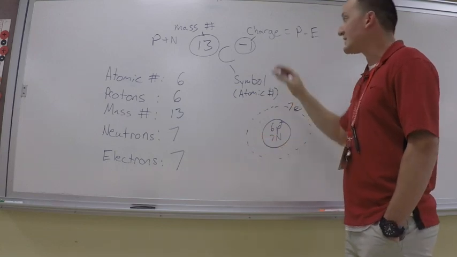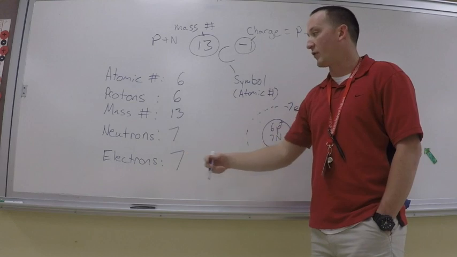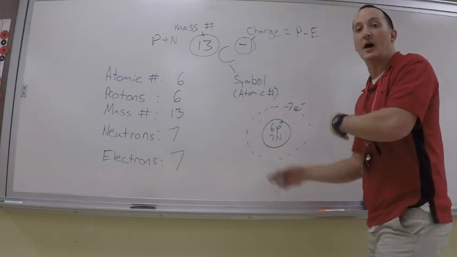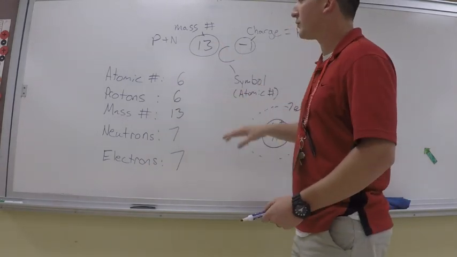Okay? So that's how you use the isotope symbol to find these protons, neutrons, electrons, mass number, all that stuff. I'm going to show you how to do it now the other way. What if I'm given this stuff and I need to write the symbol? Okay, I need to write the isotope symbol. So I'm going to show you that now.